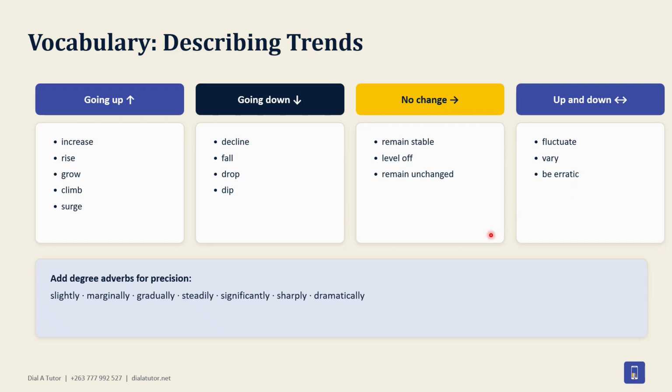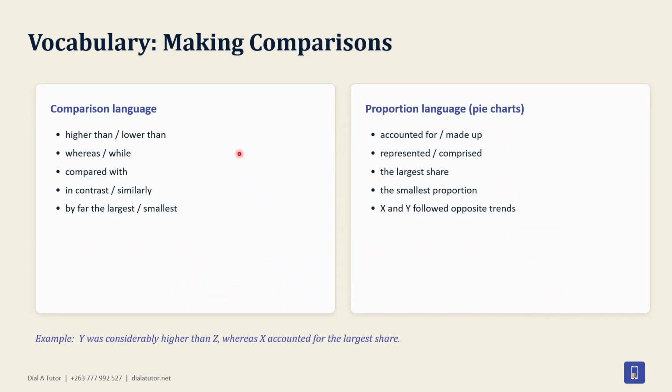Okay, now add degree adverbs for precision: slightly, marginally, gradually, steadily. If there is a sharp rise, maybe significantly, sharply, dramatically. All right. Now, making comparisons. You could mention higher than, lower than, whereas, while, compared with, in contrast, similarly, by far the largest, and then smallest.